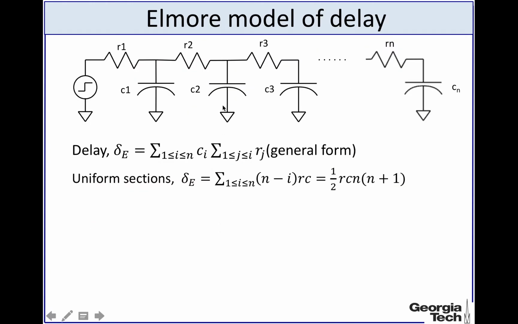Alright, so this is the Elmore model of delay, and what the Elmore model says is that if you have a transmission line that is represented by a circuit like this, then the delay will be given by this equation over here.